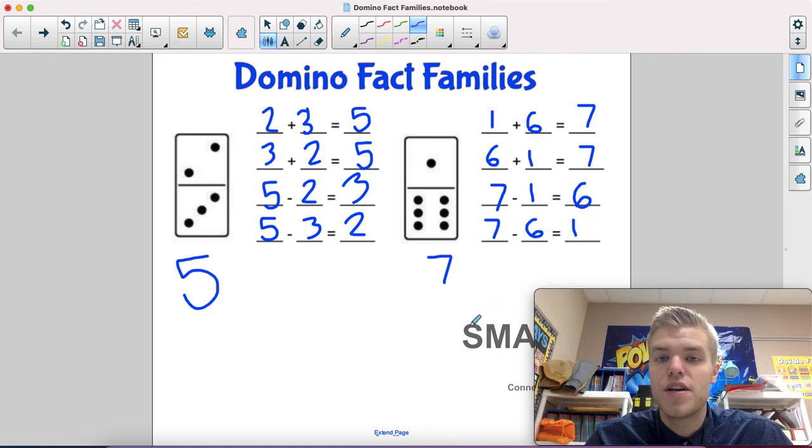Okay, friends, that's how you're going to do your Seesaw today. There's going to be 4 of these problems on 2 pages on Seesaw.